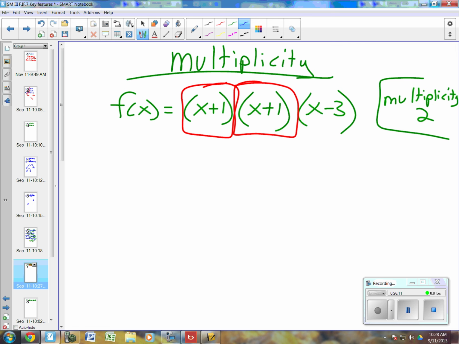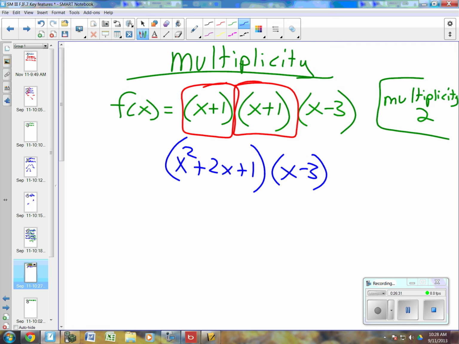If I multiply this binomial by that binomial, I'd get x squared plus 2x plus 1. And then I would still have to multiply it by the x minus 3. You don't have to copy this down right now. I'll give you a second to copy down in a second. I want you to watch and listen, okay?